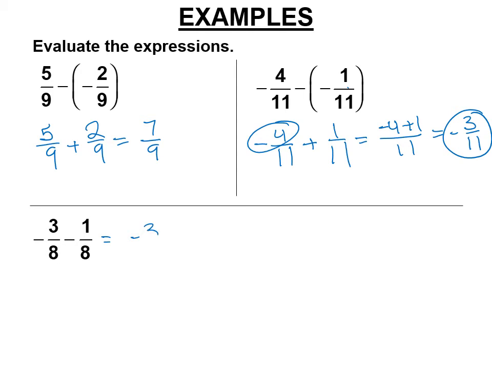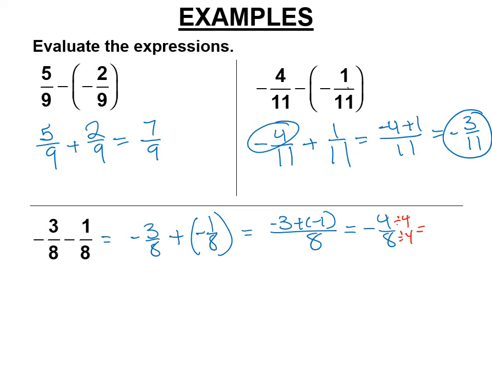Keep the first number the same. Add the opposite. So in the numerator, we have negative 3 plus negative 1 over 8. We get negative 4/8. What's wrong with that? It's not simplified. The only correct answer here is negative 1/2. We are always simplifying our fractions in all situations. Never ask a teacher that again.